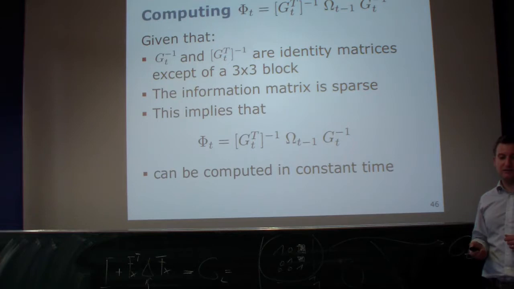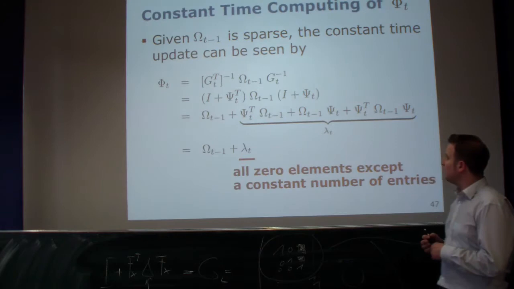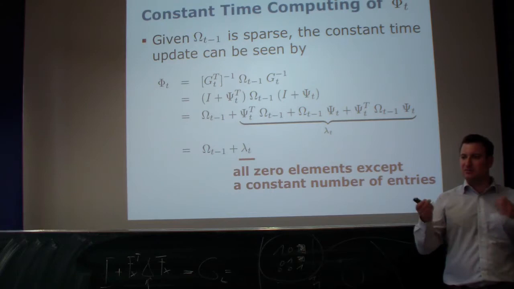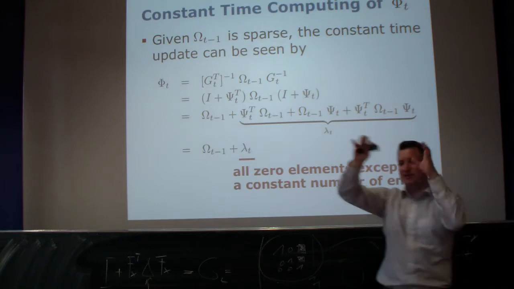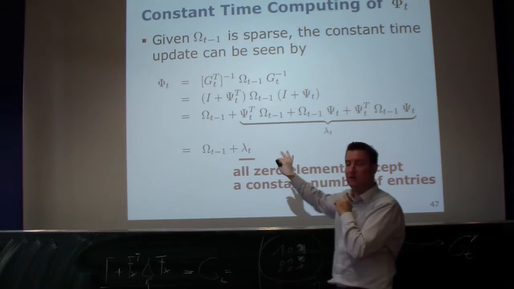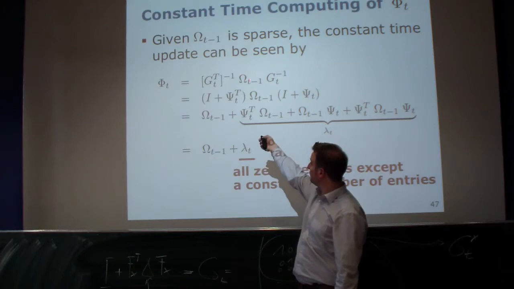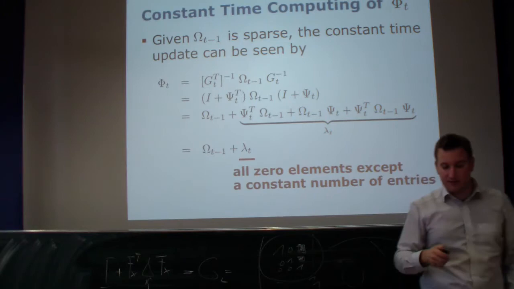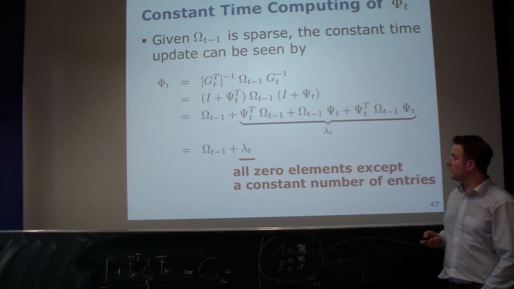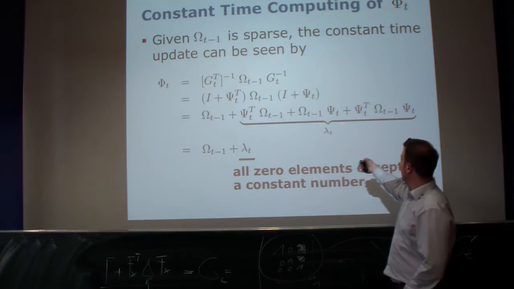Okay, so it's just another explanation of why this is a constant time operation. If you don't believe it, believe me how I explained it roughly. Identity with some small block, sparse matrix, and the same identity with a small block. We can go through the explanation in detail, why this is the case. So this guy was sparse, this was our assumption. So I can replace this one by the identity plus the matrix psi transpose. Use the same the other way around. They can be multiplied out. So I have the information matrix here. And then I have this huge term.